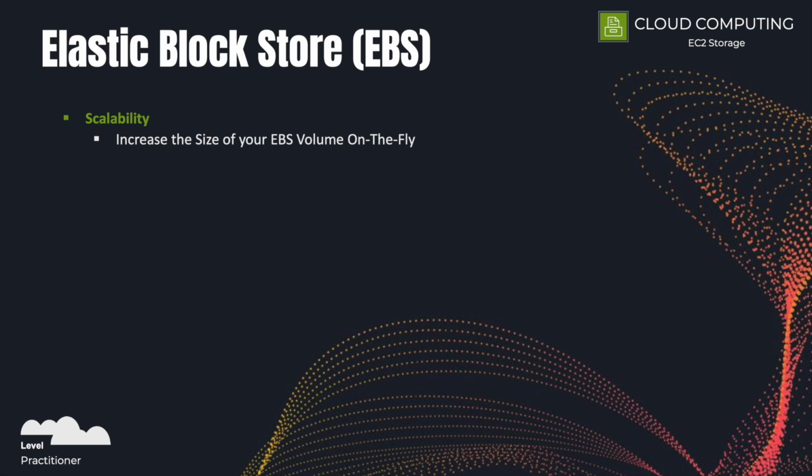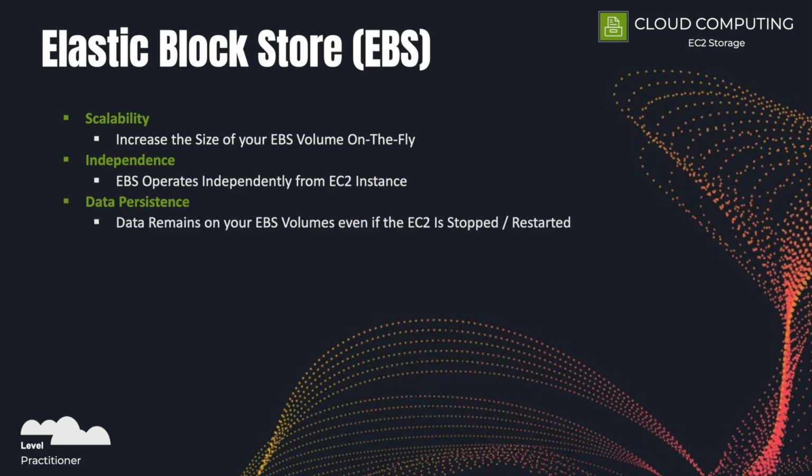The second one is independence, meaning that any data on an EBS volume is independent of the EC2 instance's lifecycle. This means that even if you stop, reboot, or detach the instance, your data remains safely stored on the volume until you choose to delete it. The other feature is persistence. Any data on EBS is safely persisted even if your EC2 instance is stopped. Stick around until the end of the video. We'll dive a bit deeper into this so you'll fully grasp what it means.